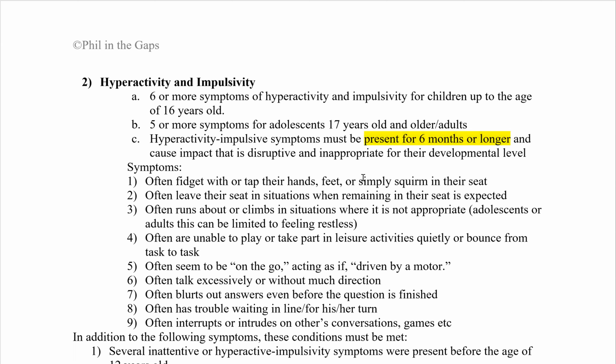So that remains the same. 6 or more symptoms for 6 months or longer for 16 years and younger, and then 5 or more symptoms for 6 months or longer for 17 years and older or adults. And it causes that impact that is disruptive and inappropriate for their developmental level. So they have to have 6 or more for 16 years and younger, and 5 or more for 17 years and older or adults, for 6 months or longer, of the 9 following criteria.